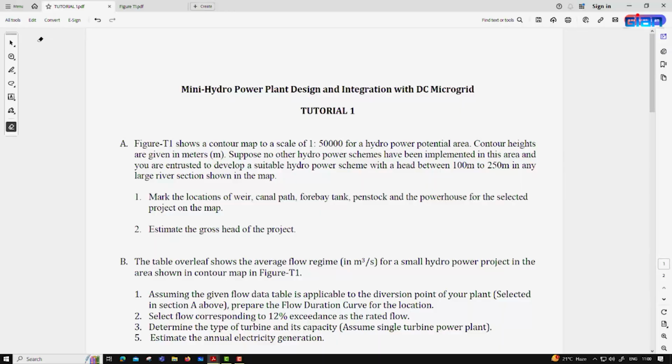So, please download it into your computer and follow the instructions given in the tutorial page, and then look at the data table, that is the flow data table given on the Overleaf, and look at the map, and then try to do it yourself. That is the final intention of participating in this course. You should be able to do these things yourself. So, the first part of the question is to mark the location of weir, canal path, forebay tank, penstock and the powerhouse for the selected project on the map.